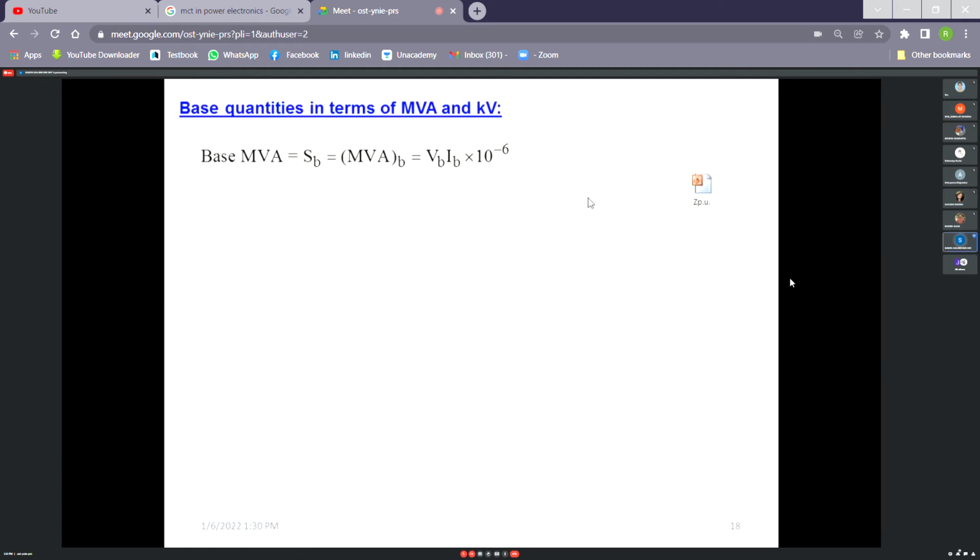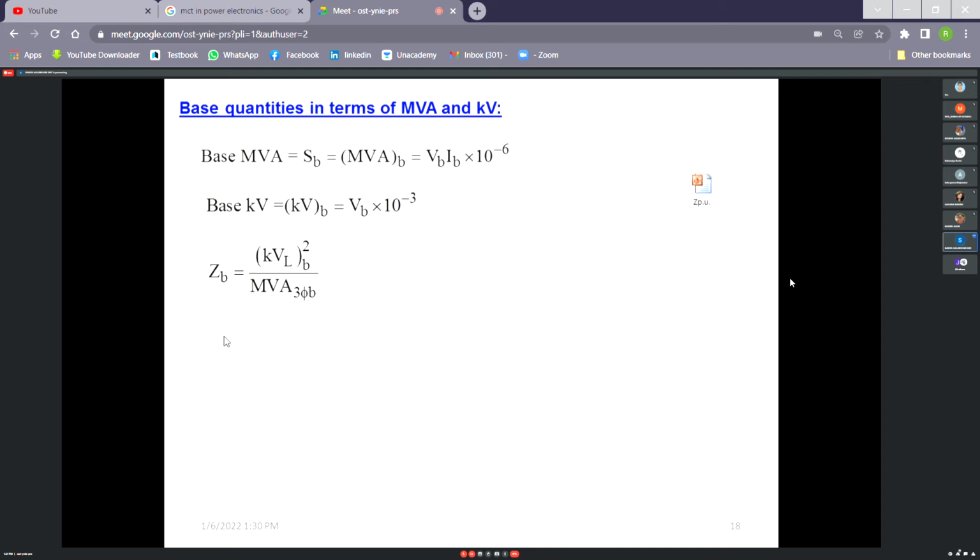Now the same thing I am repeating, because generally we do not write VB and SB in that way. Sometimes we write directly in MVA. Base MVA means MVA suffix B, like this. So MVA means actually VB IB into 10 to the power minus 6. Similarly, base kV, generally in kV, is VB into 10 to the power minus 3, because if it is in VA, then you have to divide it by 10 to the power 6.